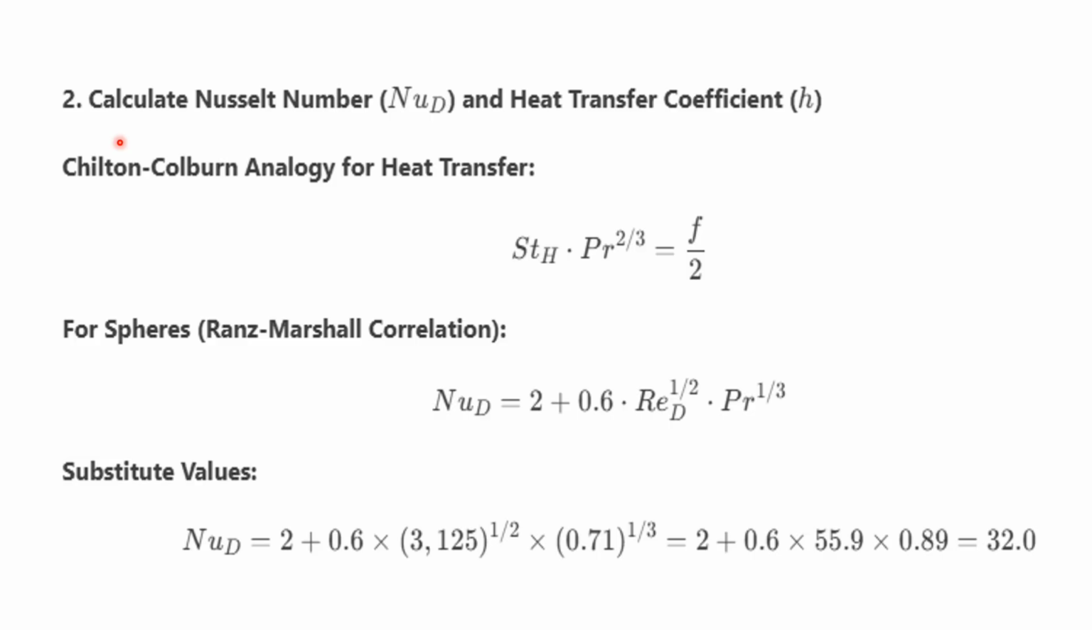So substituting all the values, we get Nusselt number as 2 plus 0.6 multiplied by 3125, that is Reynolds number, to the power 1 by 2, multiplied by Prandtl number, that is 0.71 to the power 1 by 3, which equals 2 plus 0.6 into 55.9 multiplied by 0.89. The final answer for Nusselt number comes out to be 32. So this is the solution for part 2.